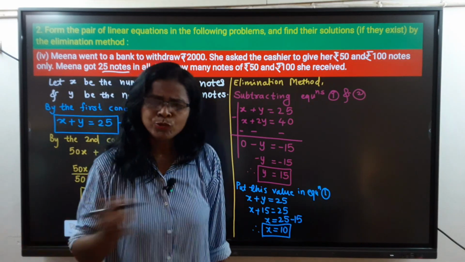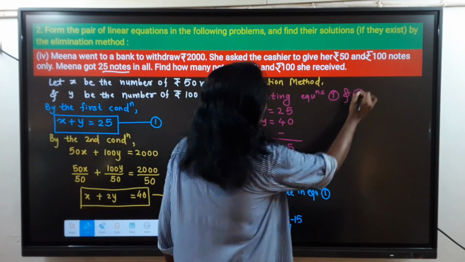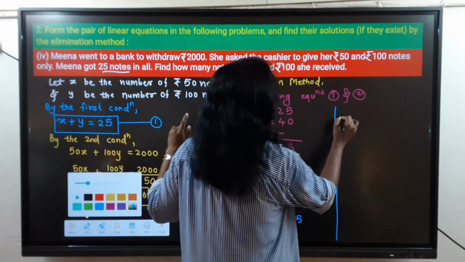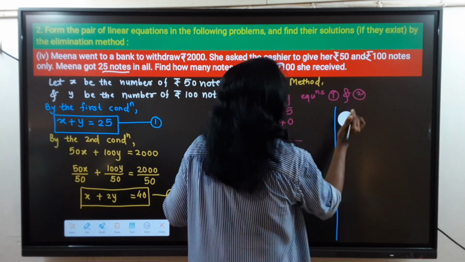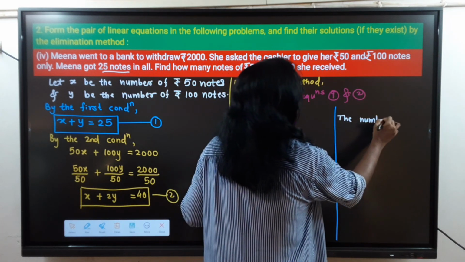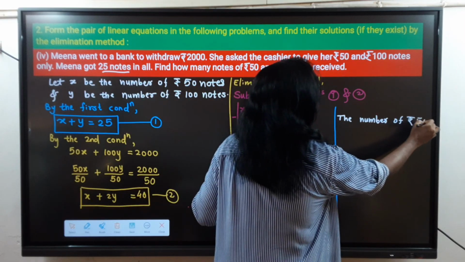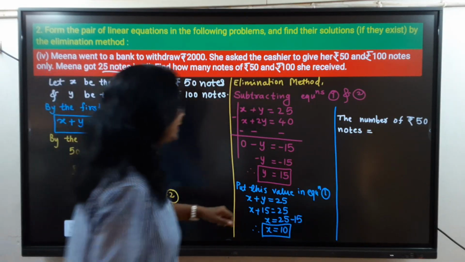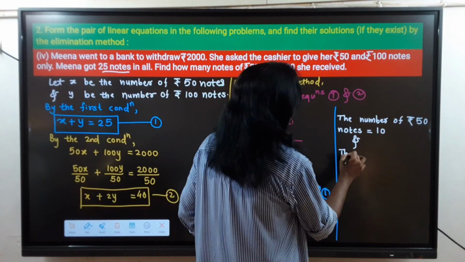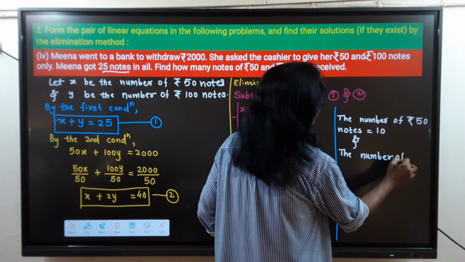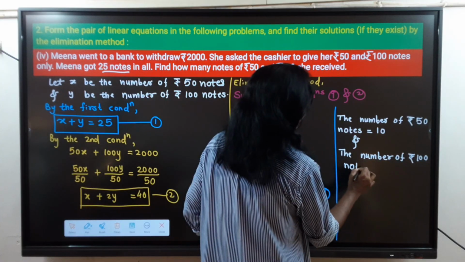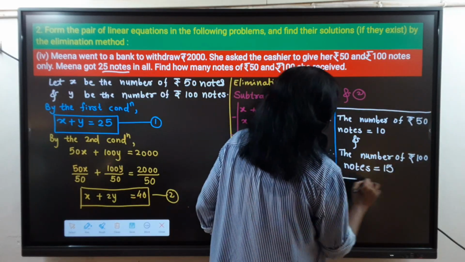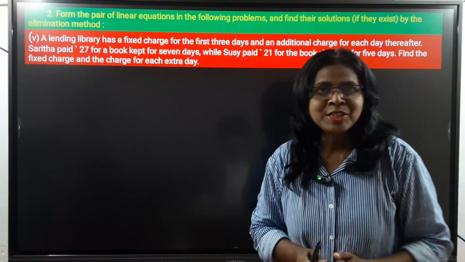So now here we have the two values for x and y, students. So that is the final answer. Now we have to write the final answer, and the final answer is that the number of rupees 50 notes is equal to 10, and the number of rupees 100 notes is equal to 15. So here students, this is our final answer. Okay. Next example, students.